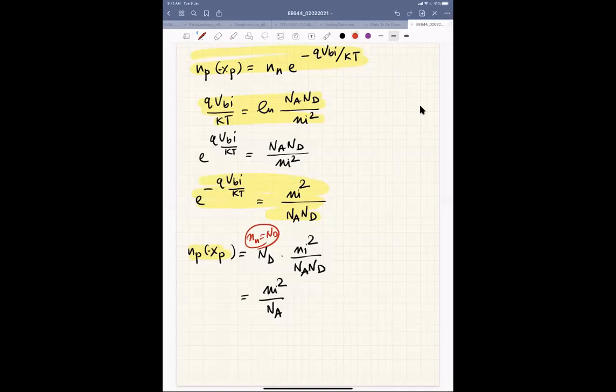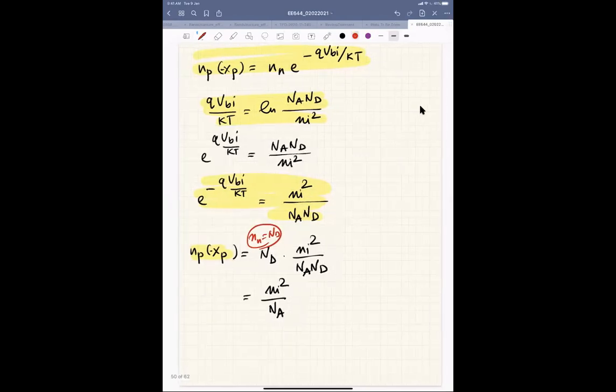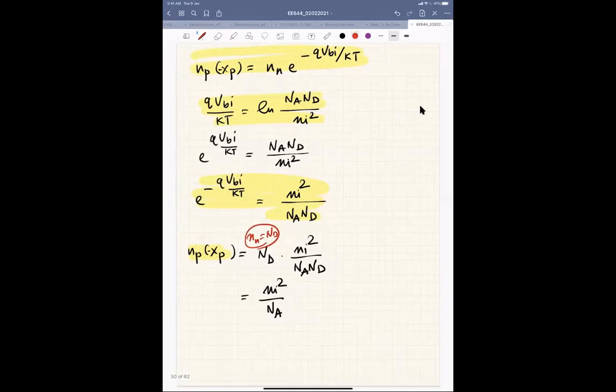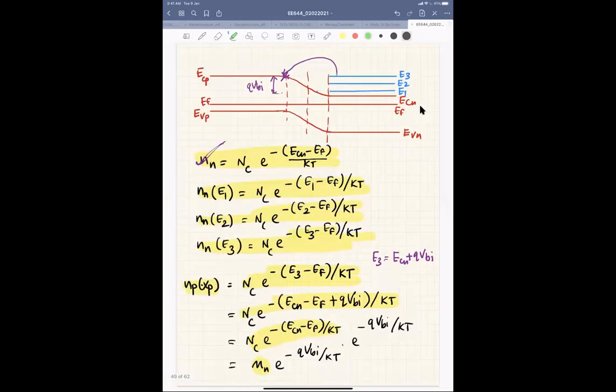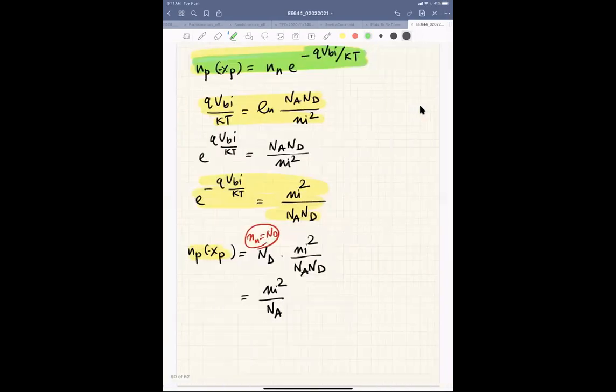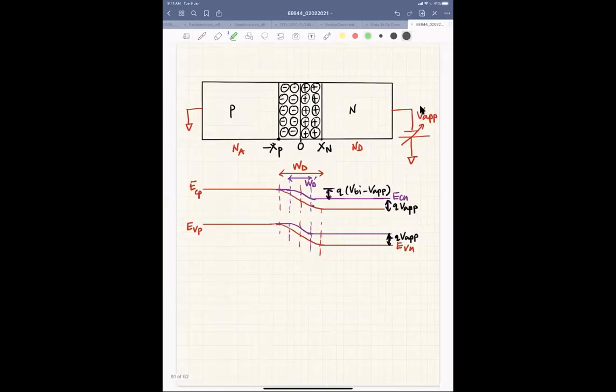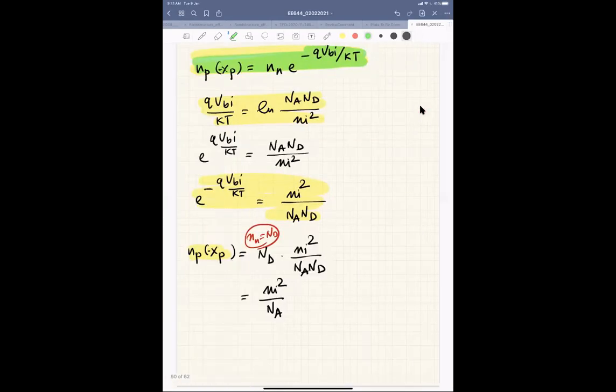So the point is, I could write, so here this is the main equation: np at minus xp is nothing but nn e to the minus q v by kt, as I explained. So this is the probability of finding an electron at energy level E3, which is at the same level of ECP. So I think this part is clear, right?